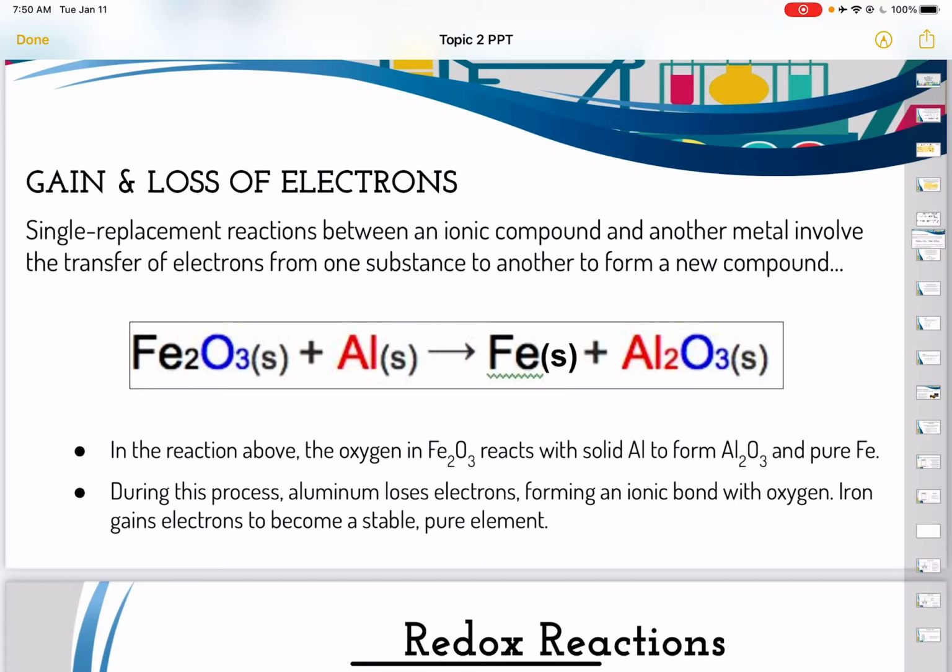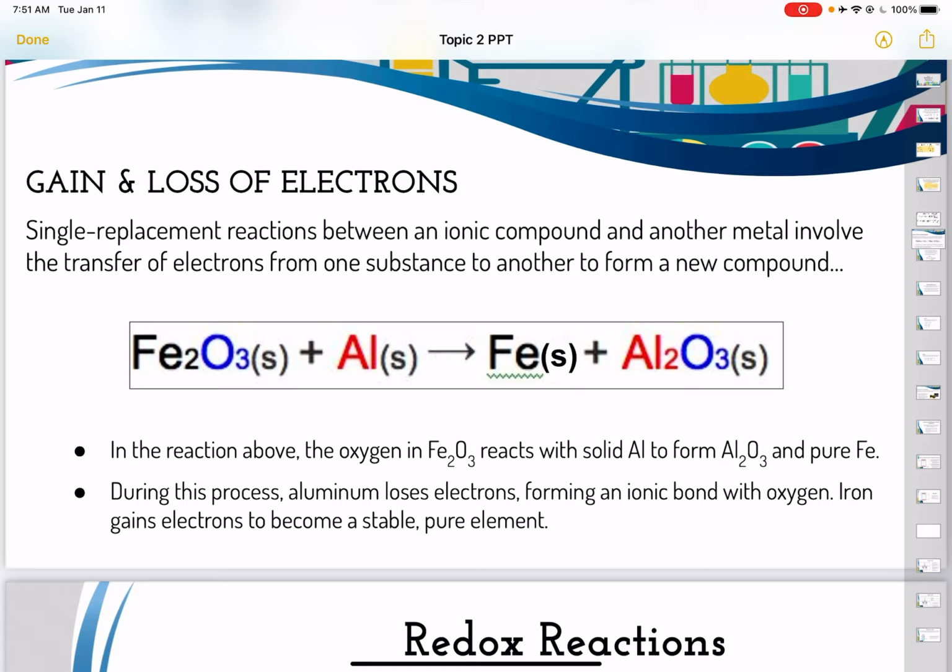It says single replacement reactions between an ionic compound and another metal involve the transfer of electrons from one substance to another to form a new compound. So in this reaction above, oxygen in Fe2O3 reacts with solid aluminum to form aluminum oxide and pure iron. During this process, aluminum loses electrons and iron gains. And how does that work? Well, let me show you what that exactly means.